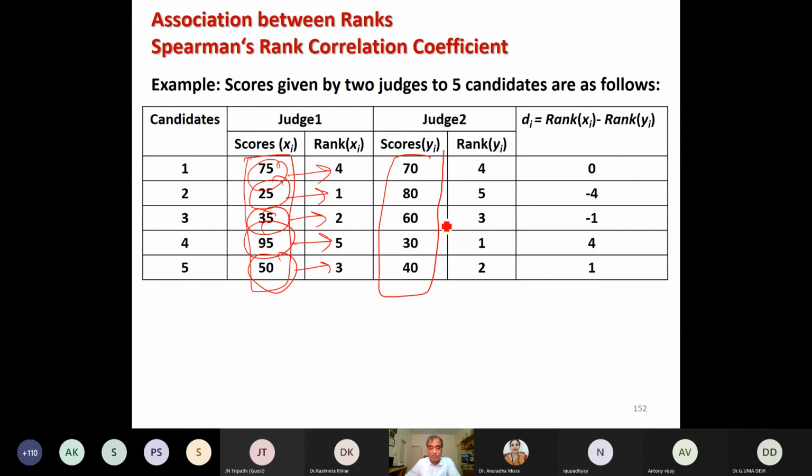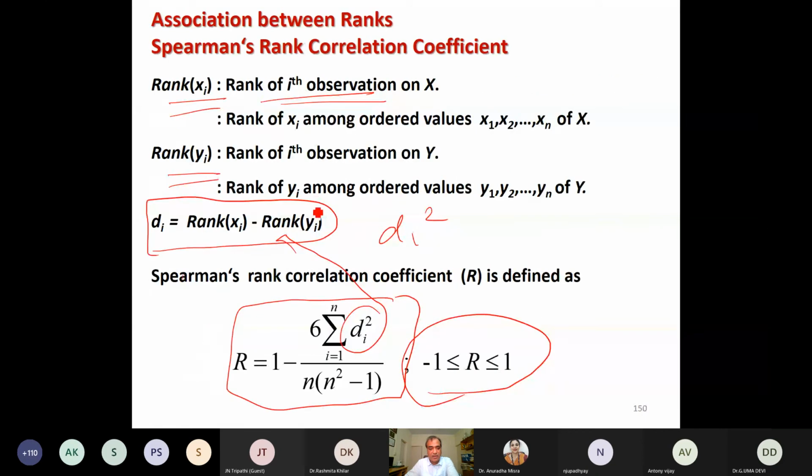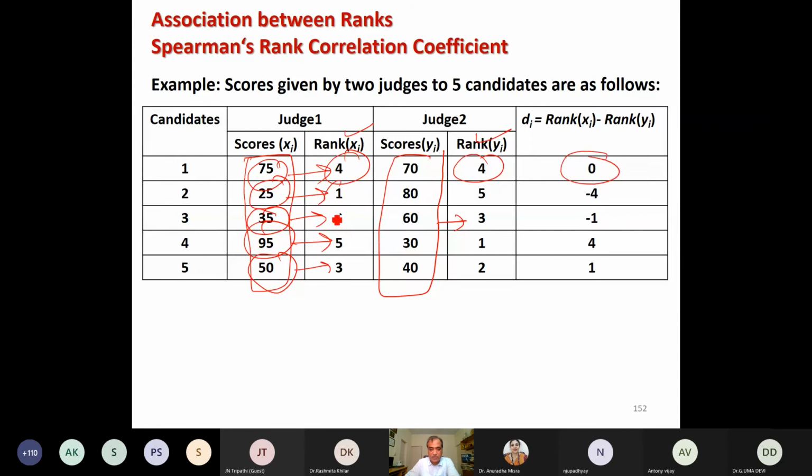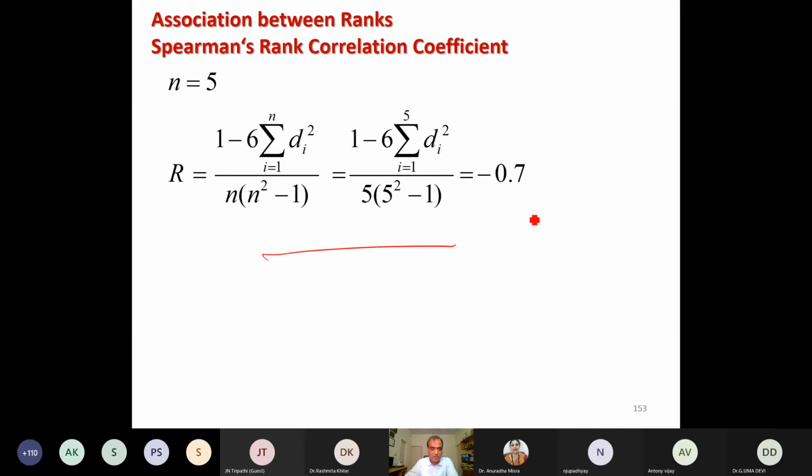And the same process I have to follow in the second data. Right. So these are my rank of Xi and rank of Yi. I take the difference between their ranks, as I said, this is rank of Xi minus rank of Yi. So this is 4 minus 4, this is 1 minus 5, which is minus 4, this is 2 minus 3, minus 1. So these are the values of my Di. Now, once I use summation Di square in this formula, I get the correlation coefficient as minus 0.7. So minus means both judges are thinking opposite, and their magnitude is 0.7.